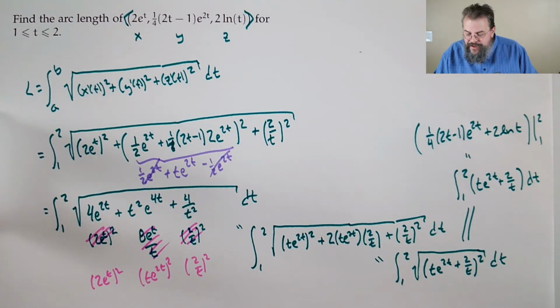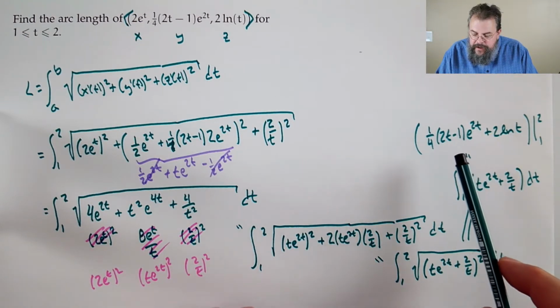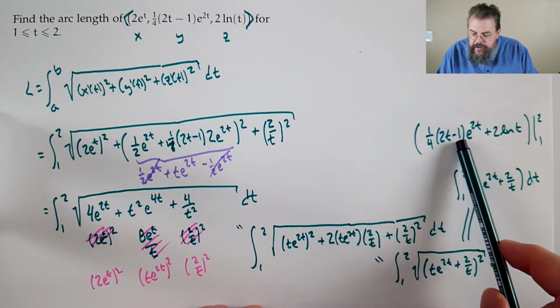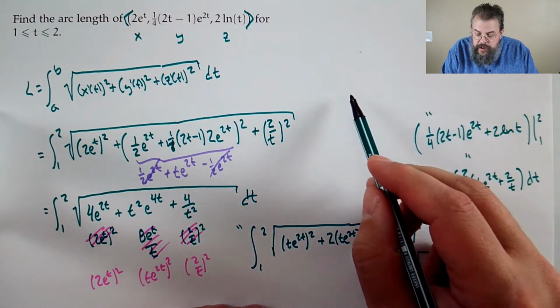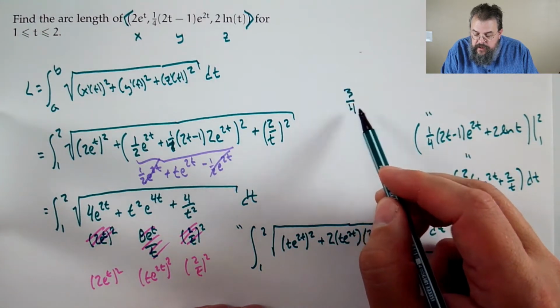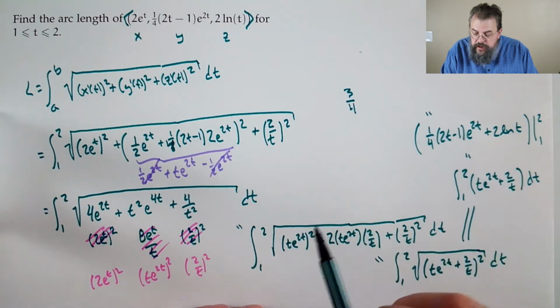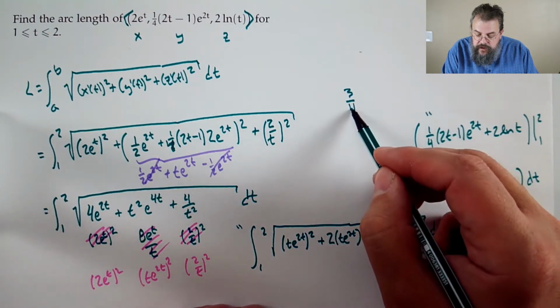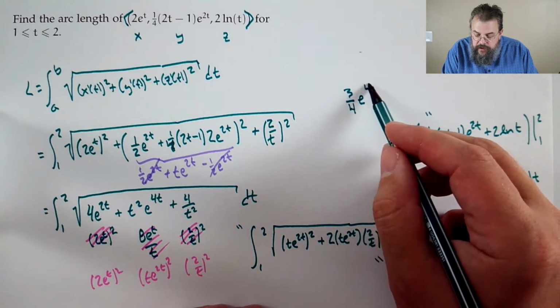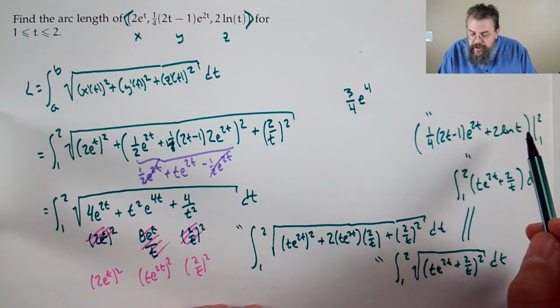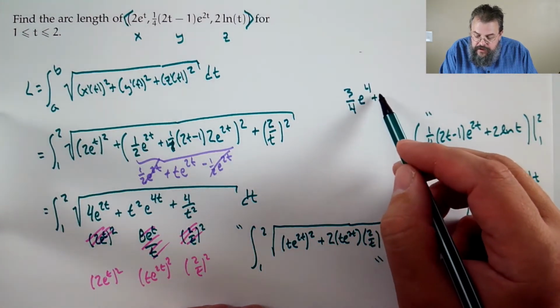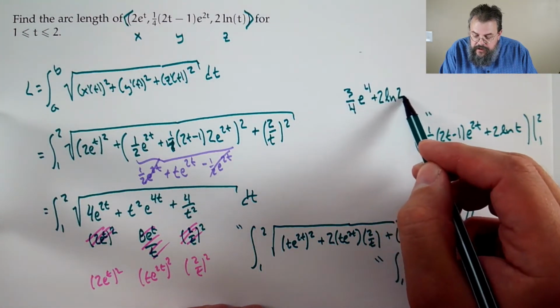Okay, so let's plug in 2. So what do we have? 4 minus 1 is 3 times a fourth. So we end up with 3/4, and then it'll be e to the 2 times 2. So 3/4 e to the 4th. All right, good. Progress. Now, plus 2 log 2.